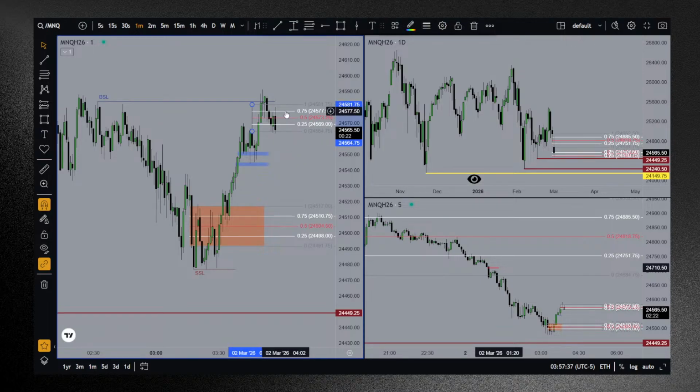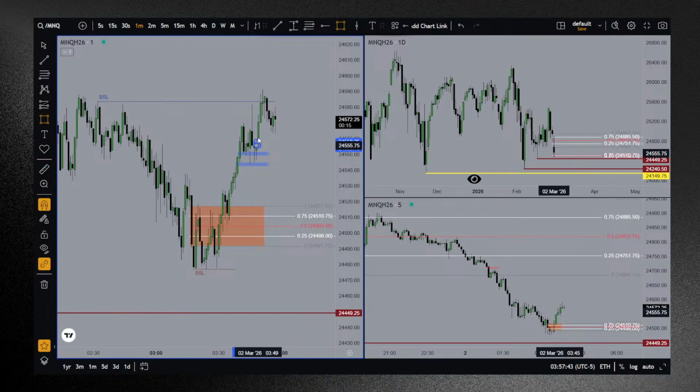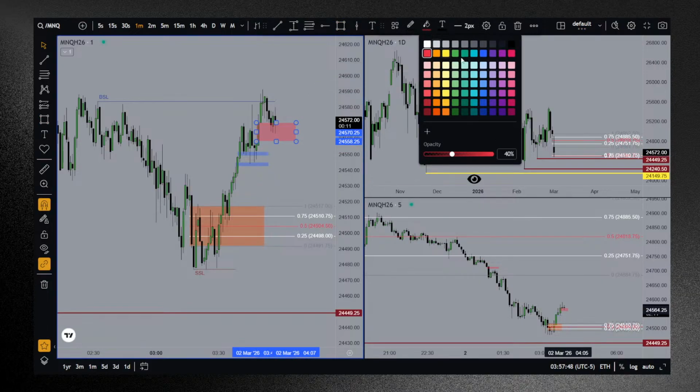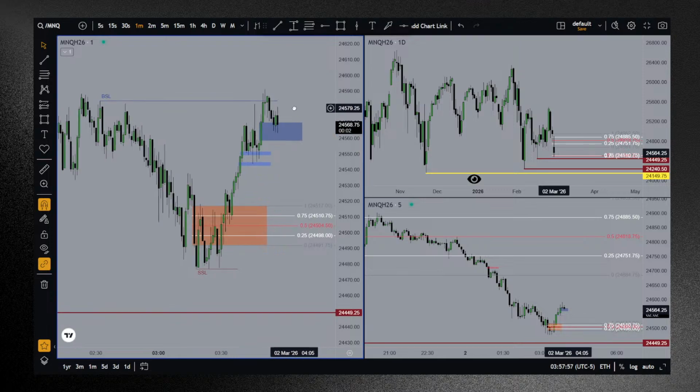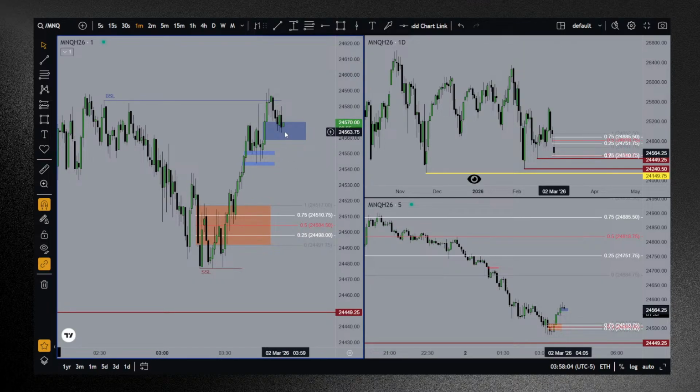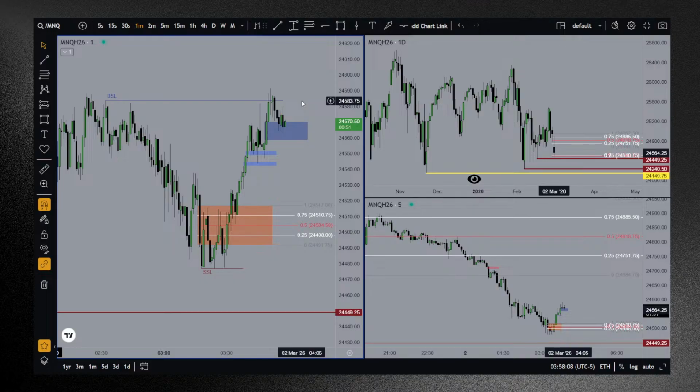Right, so let me take this one off for a little bit and annotate this BISI, because that's predominantly what I'm watching right now. This color. So I'm basically watching if we can close below it, and if it can act as an inversion for the FVG afterwards. That's what I'm watching.